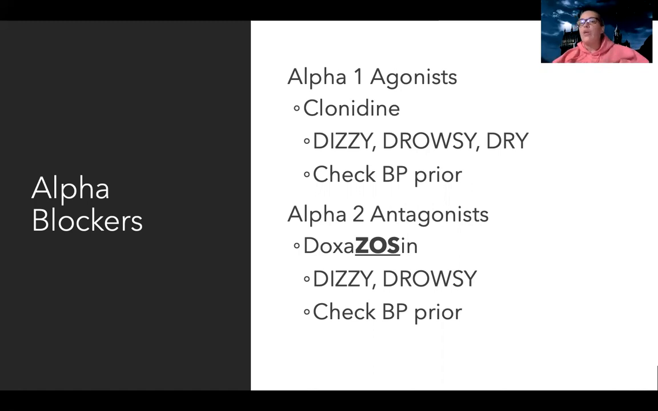So aside from learning the names, for alpha blockers, the big things is they make you dizzy and drowsy. And for the clonidine, you want to put something in place for their dry mouth. And so that's the only thing that you really need to differentiate these. So instead of thinking of them as a bunch of different scary things, these are very similar. You're just looking at what the differences are between them.